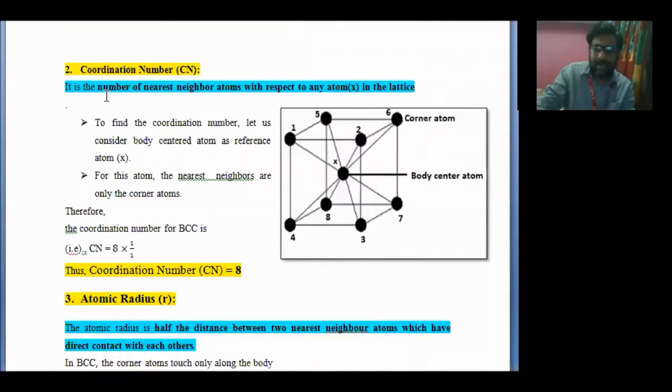Coordination number is the number of nearest neighboring atoms to a particular atom. The particular atom is the reference atom. Here the reference atom is the body-centered atom. For this body-centered atom, the nearest neighbors are only the corner atoms. So the coordination number is 8.